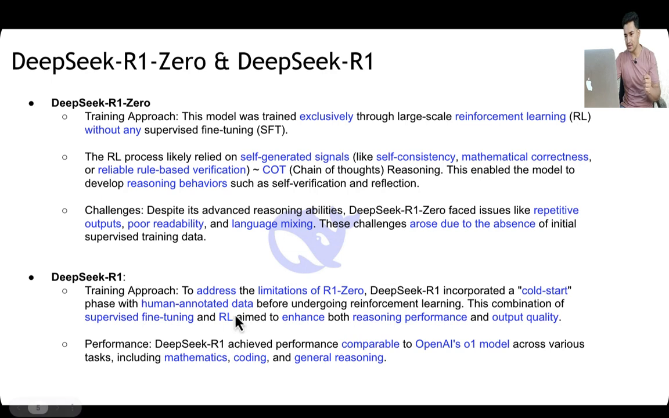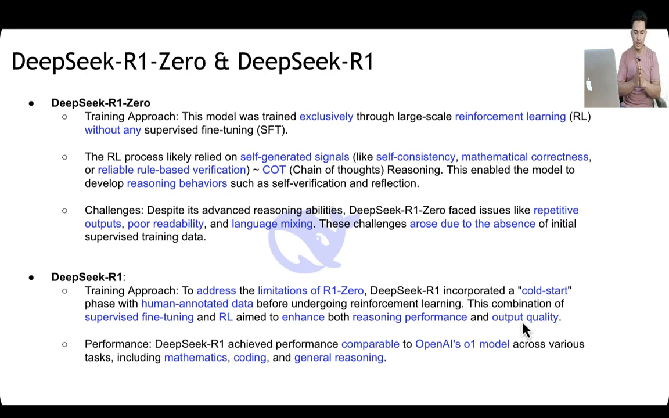While DeepSeek R1, to address the limitations of R1 Zero, incorporated a cold start phase, where a human-annotated question answering dataset was used for the initial fine-tuning, which is supervised fine-tuning. Given the question, it tries to learn what the answer should be, right? And we provide that answer as the target variable. So this combination of supervised fine-tuning and RL enhances both reasoning performance and output quality.